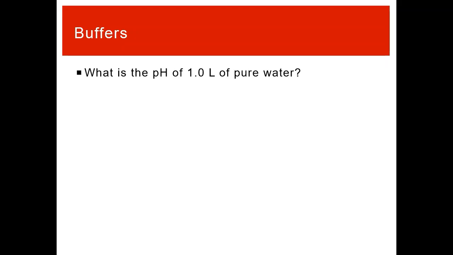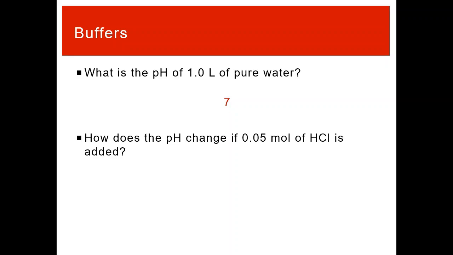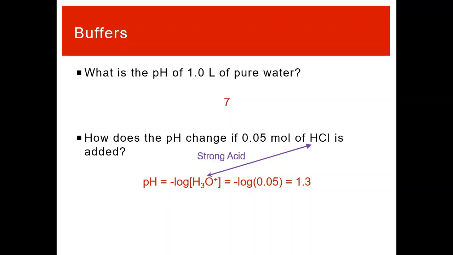So let's look at examples of what this really means. Let's say, what is the pH of 1.0 liters of pure water? Okay, 7. It's pure water. We know that's our neutral solution, so we'd expect the pH to be 7. Great. So how does the pH change if we add 0.05 moles of HCl? Okay, so we're going to add some acid to it. HCl is a strong acid. It's 1 liter. I've added 0.05 moles, so I know that the concentration of HCl will be 0.05 molar. Because it's strong, all of that HCl produces hydronium, and the pH of this solution would be 1.3.